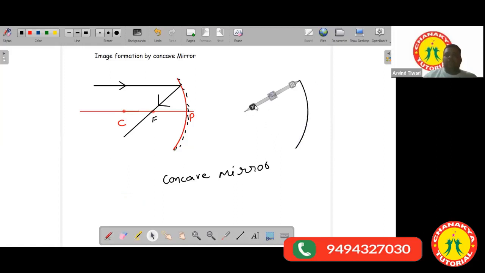So again, we have the concave mirror. Again, we mark this point as the center of curvature. This being the center of curvature. Make your pole. Join this. And mark the focus exactly in between the pole and center of curvature.